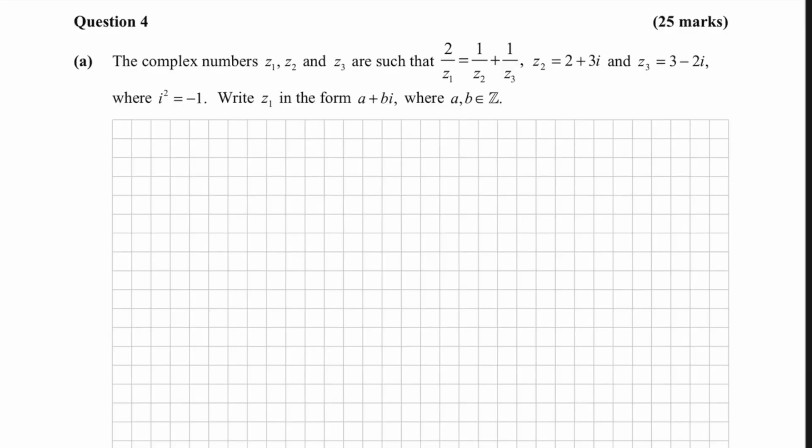Next is question 4. Here we are given complex numbers z1, z2 and z3, and the equation is 2 over z1 is equal to 1 over z2 plus 1 over z3. And z2 is given as 2 plus 3i and z3 is given as 3 minus 2i. And we know the rules of complex numbers, i square is equal to minus 1. And we have to write z1 in the form of a plus bi.